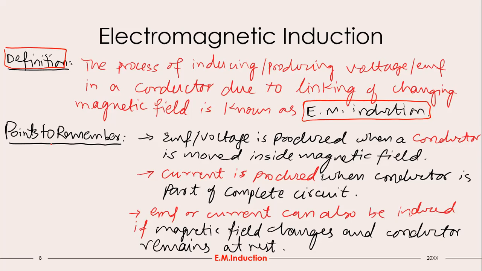Okay, there are some points to remember. The first point is EMF and voltage is produced when a conductor is moved inside a magnetic field. Second, current is produced when conductor is part of complete circuit. Like if the wire is complete, it is in the form of a loop, then current is also produced. And number 3, EMF or current can also be induced if magnetic field changes and conductor remains at rest. We have studied that previously.